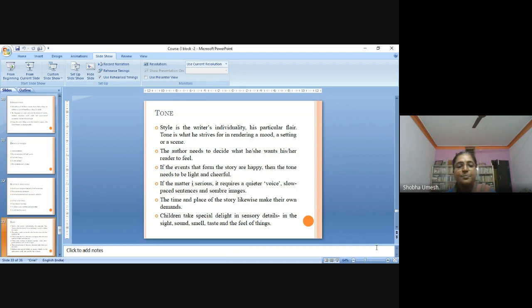So, children take special delight in sensory details, in the sight, sound, smell, taste, and feel of things. Because children are more imaginative, they are good graspers of things. They get delight in everything, whether it is sensory details or the sight, the sound, the smell, taste, and feel. So we have to try to bring this delight to the child.